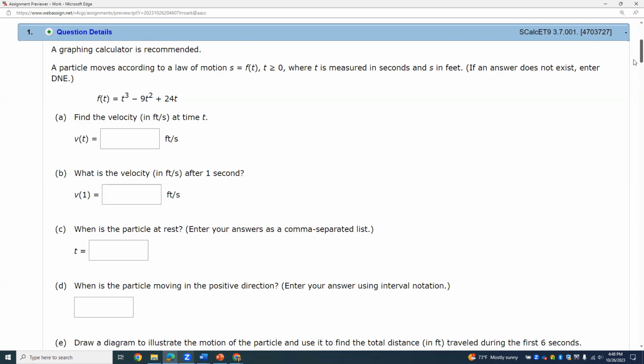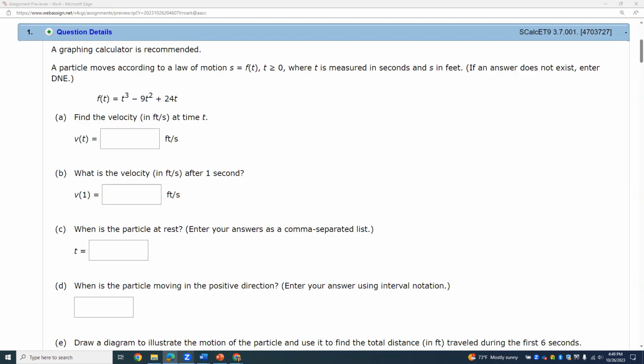Question number 1 says a graphing calculator is recommended, which isn't always the best start, but sometimes that means your numbers can get ugly. Sometimes it means they'll be fine. So it's kind of hard to say, but we'll have a graphing calculator handy just in case. The question says a particle moves according to a law of motion, s equals f of t, where t is greater than or equal to 0, and where t is measured in seconds and s in feet. And it says if an answer does not exist, enter DNE.